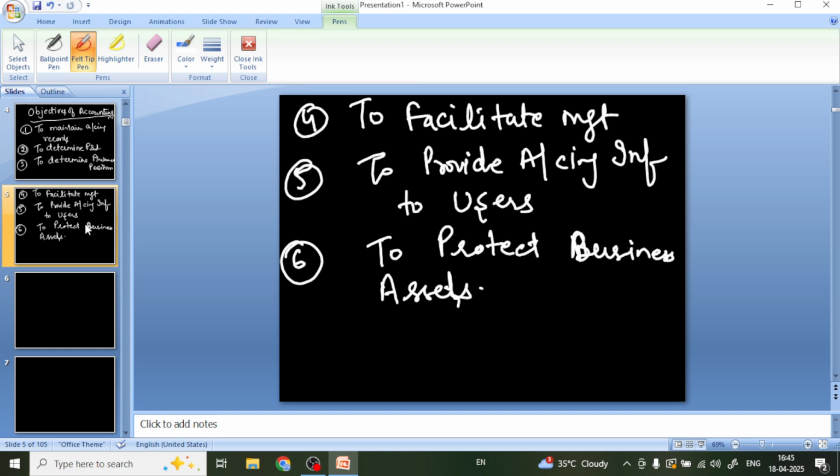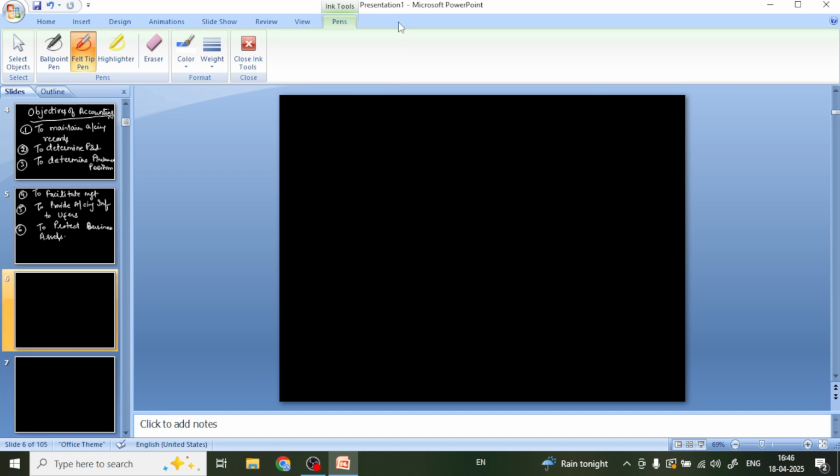To provide accounting information to users. Yet another main objective of accounting is to provide accounting information to users, whether they are internal or external to the organization, who analyze it according to their requirements. And the sixth main objective, to protect the business assets. Accounting maintains the record of assets owned by the business, which enables management to control and protect them. These are the objectives of accounting.